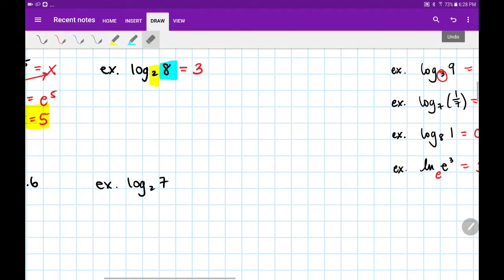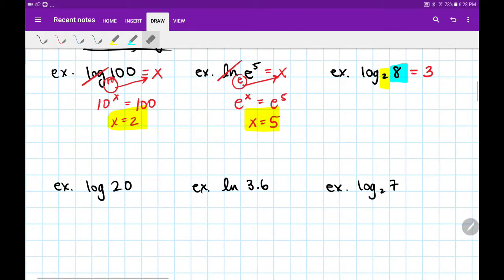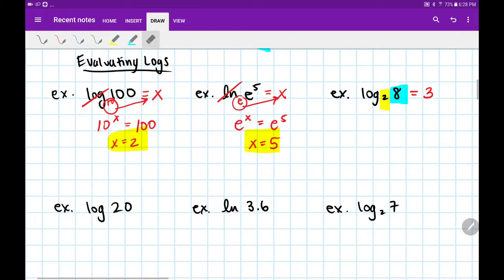That's just a quick recap on how to evaluate logs. Let's look at the next 3 problems, though, and see why they're different.